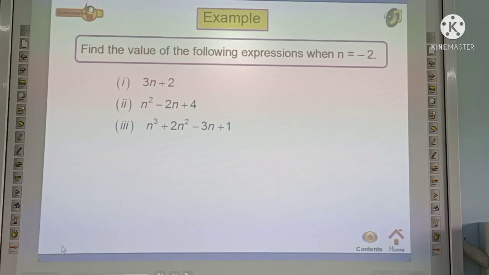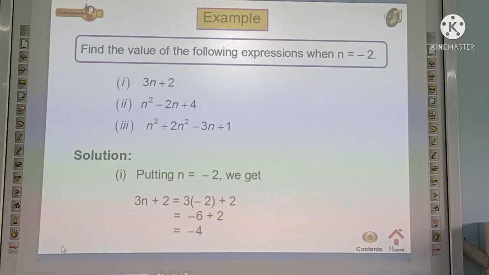Let us take an example to understand the previous concept. Find the value of the following expressions when n is equal to minus 2. The first expression is 3n plus 2. On putting n is equal to minus 2, we get 3 multiplied by minus 2 plus 2, which is equal to minus 6 plus 2. Therefore, the value of 3n plus 2 is minus 4 when n is equal to minus 2.